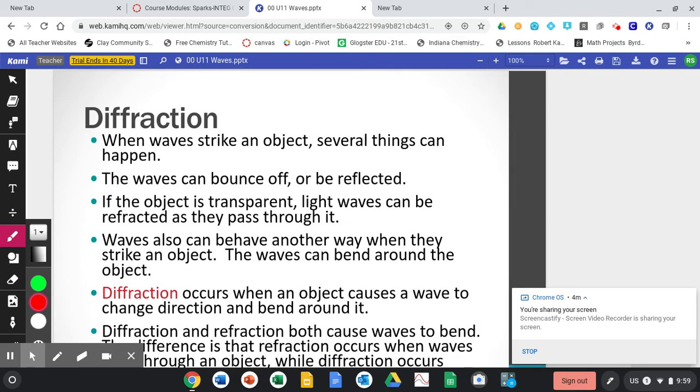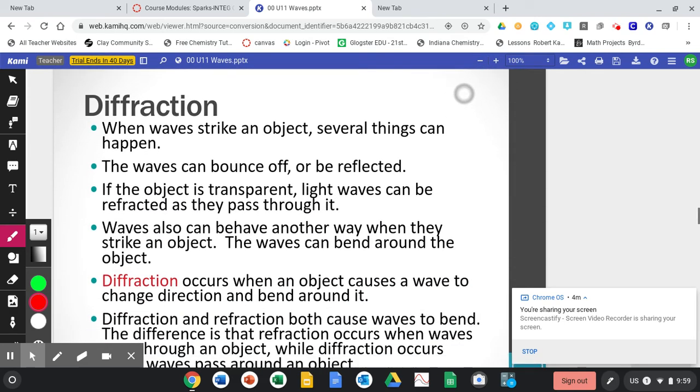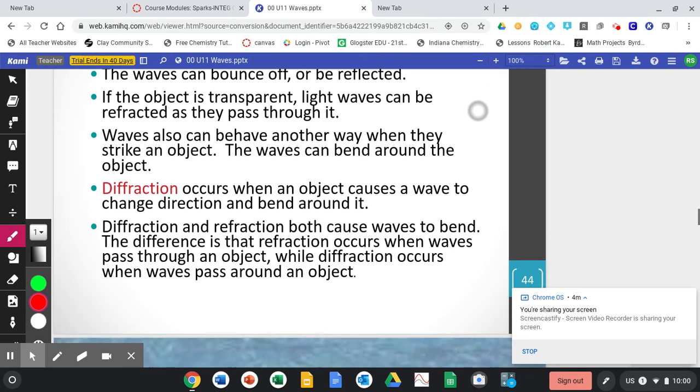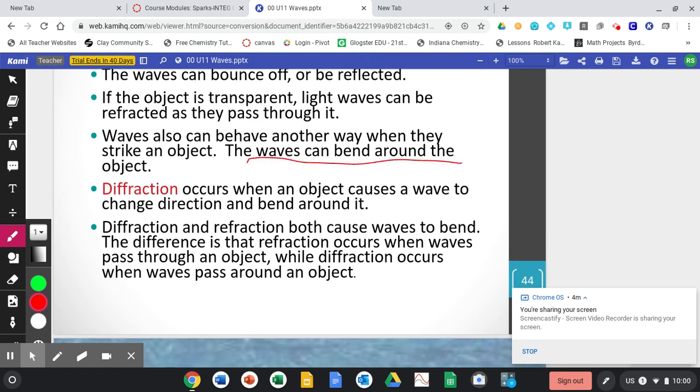So we've had reflection, refraction, and now we've got diffraction. When waves strike an object, several things can happen. The waves can bounce off or be reflected. If an object is transparent, light waves can be refracted as they pass through it. And waves can also behave another way. They can bend around an object, and that is called diffraction. So bending around an object is diffraction.